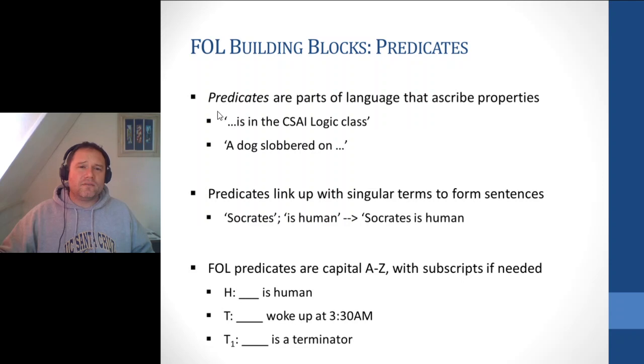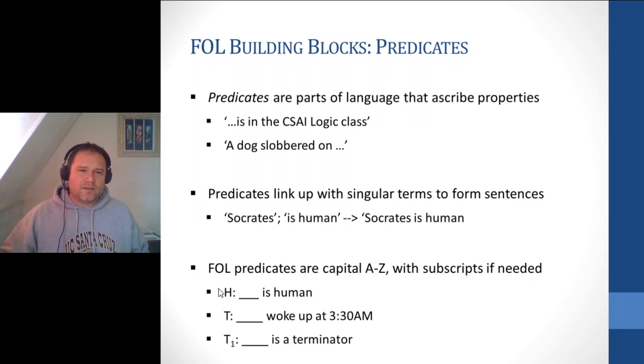That is, in order to get a full sentence, we add in some singular term and we get a resulting sentence. So: Nathan is in the CSAI logic class. A dog slobbered on Amanda. So again, predicates are these bits of language. They express properties. They hook up with singular terms to form sentences. Now, predicates are going to be super important for first-order logic. And in our symbolization key, we're going to express them with capital letters. We can use subscripts if needed.